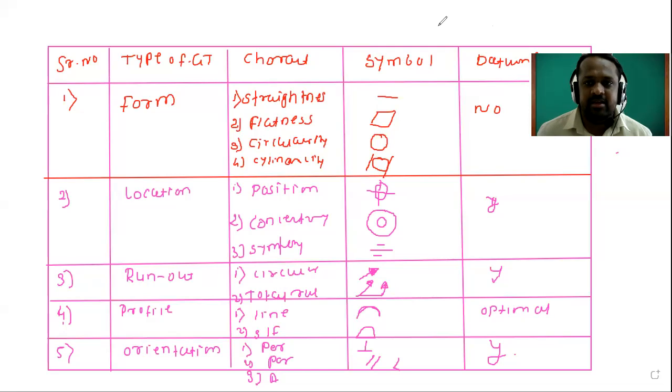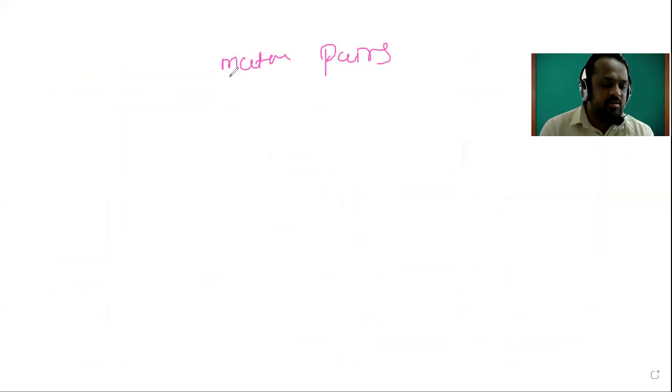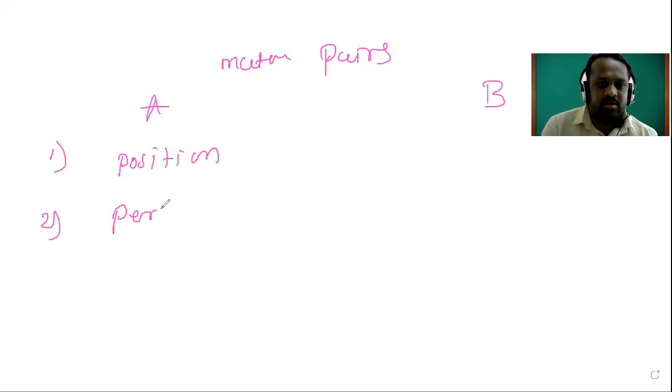In the examination, they will ask the question like this: match the pairs. Suppose on one side they write A and B, and here they will write down position, then second perpendicularity, and here cylindricity.